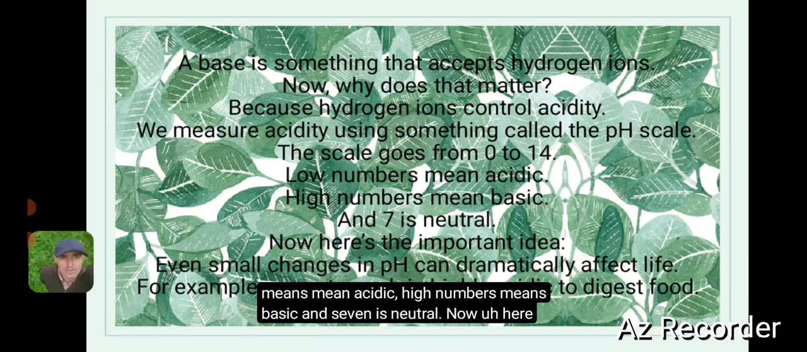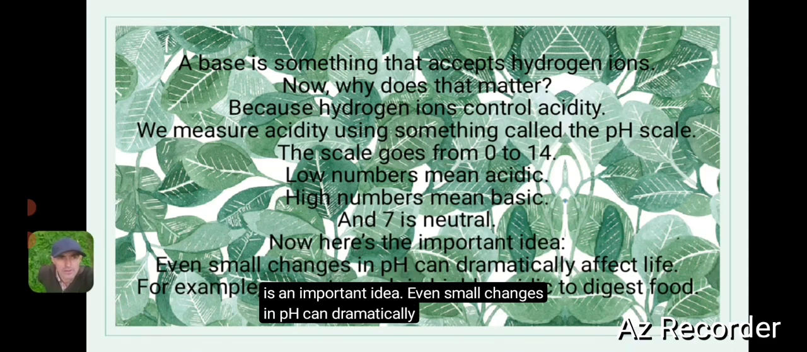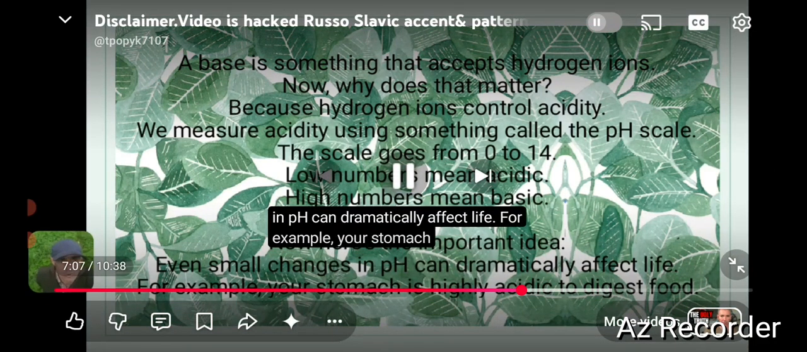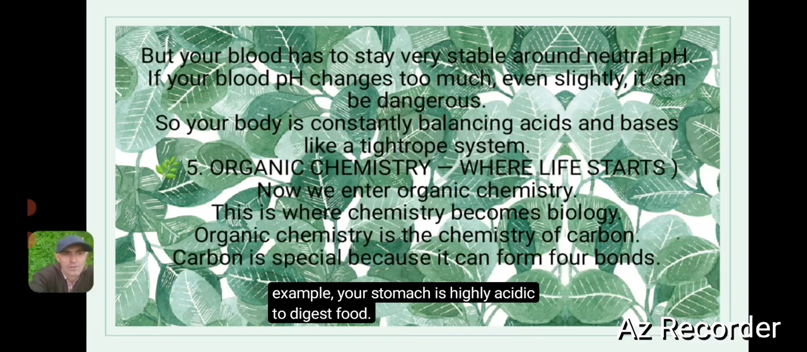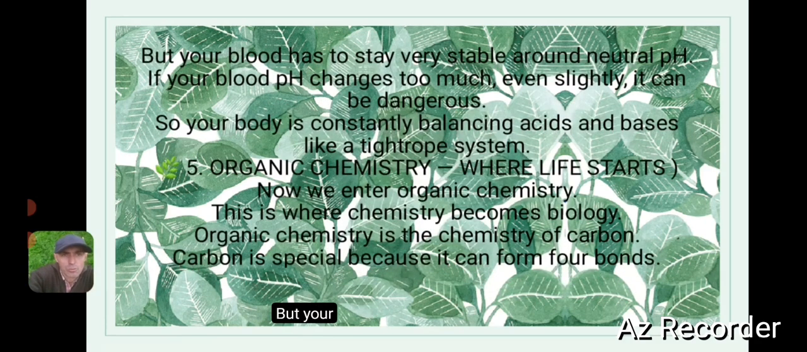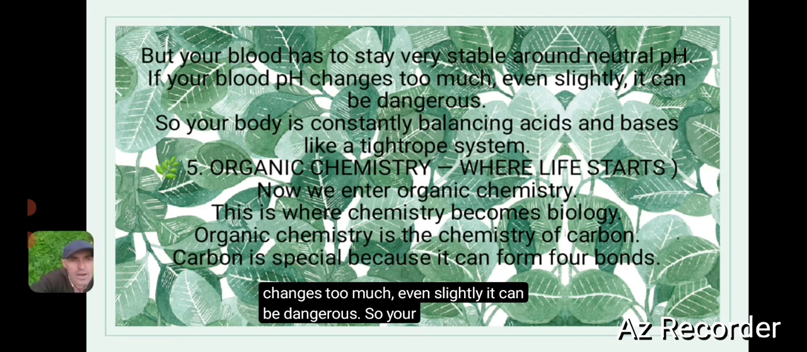Now, here is an important idea. Even small changes in pH can dramatically affect life. For example, your stomach is highly acidic to digest food, but your blood has to stay very stable around neutral pH. If your blood pH changes too much, even slightly, it can be dangerous. So your body is constantly balancing acids and bases like a tightrope system.